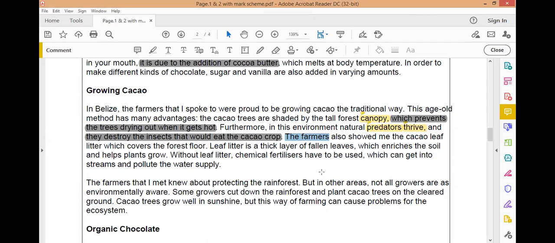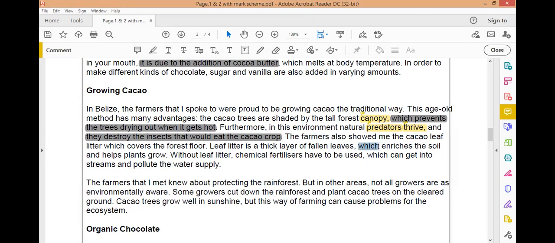Ahmed. The farmers also showed me the cacao leaf litter, which covers the forest floor. Leaf litter is a thick layer of fallen leaves, which enriches the soil and helps plants grow. So what is the role of the leaf litter? It falls on the ground and helps the plant grow.